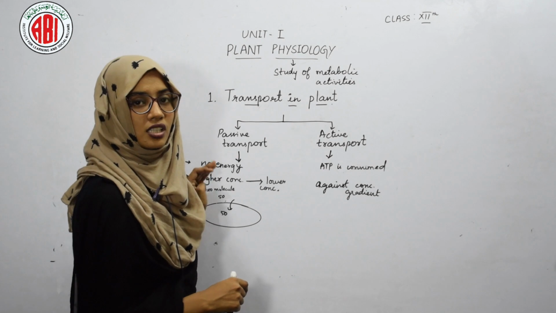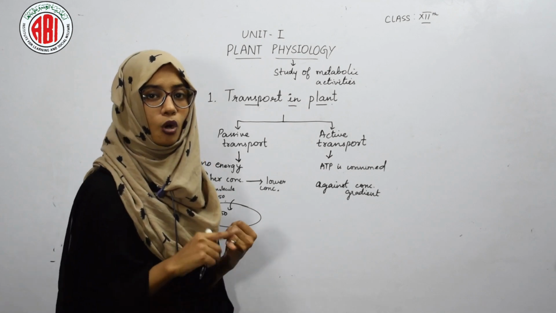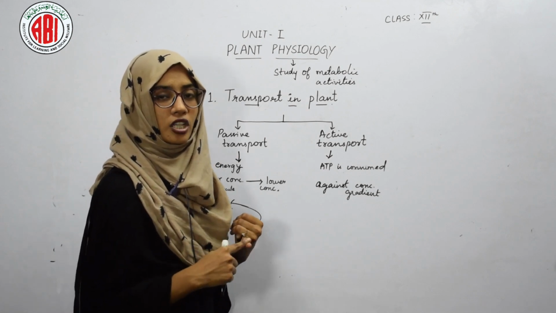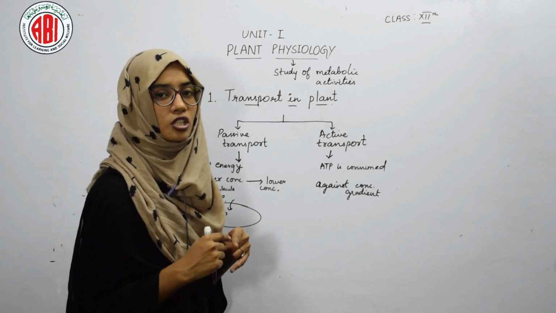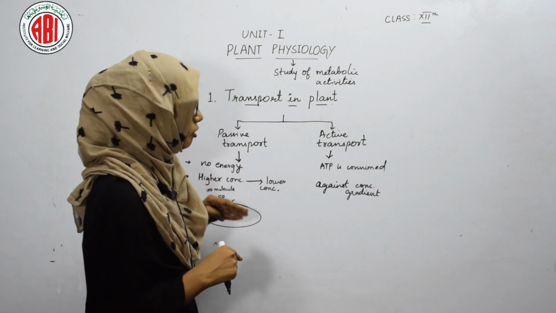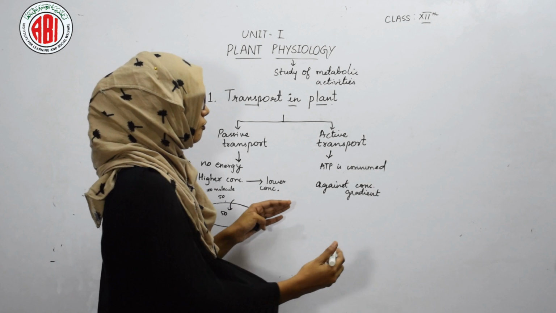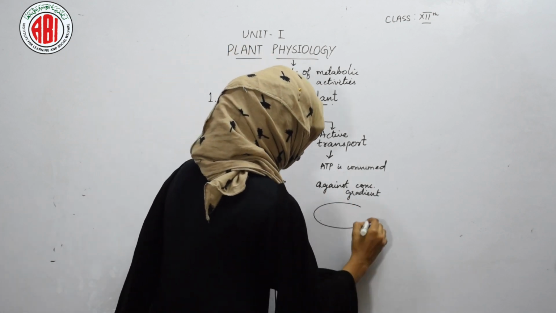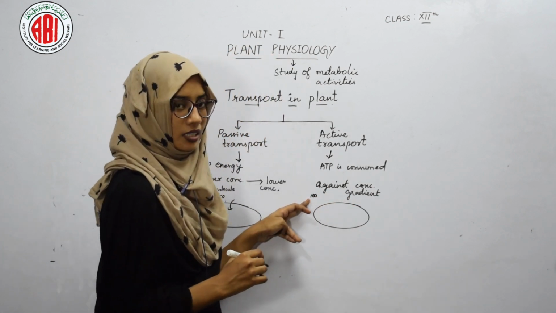So in this way, it is a process in which the molecules move from a region of higher concentration to a region of lower concentration till it reaches equilibrium. When we see the active transport, suppose 100 molecules are present outside of this cell.